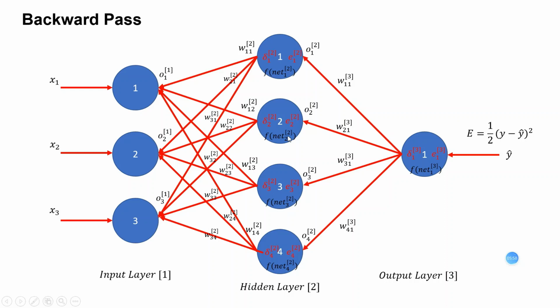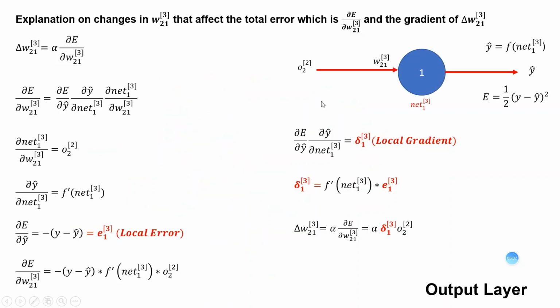We can see that the updated W21 of the output layer equals alpha multiplied by delta E over delta W21 of the output layer. And delta E over delta W21 of the output layer equals delta E over delta y hat, multiplied by delta y hat over delta net 1 of the output layer, and multiplied by delta net 1 of the output layer over delta W21 of the output layer.